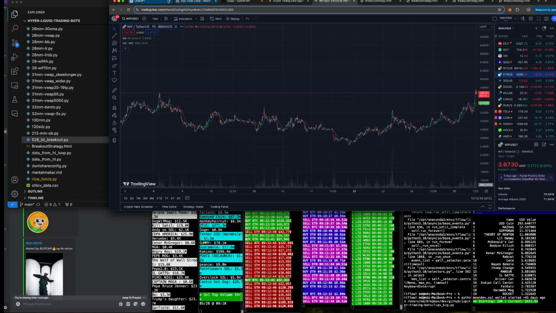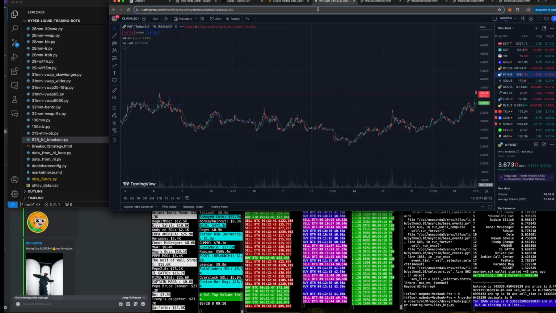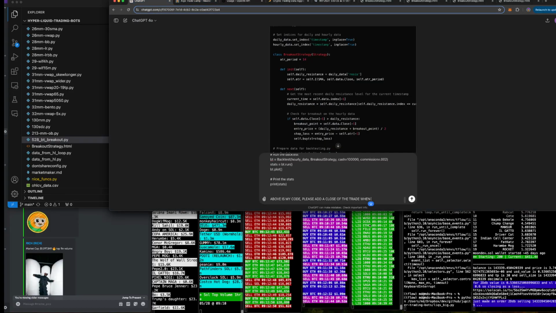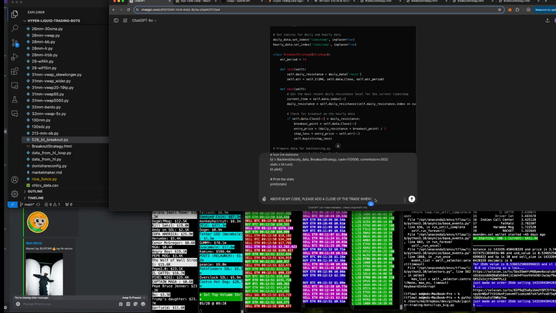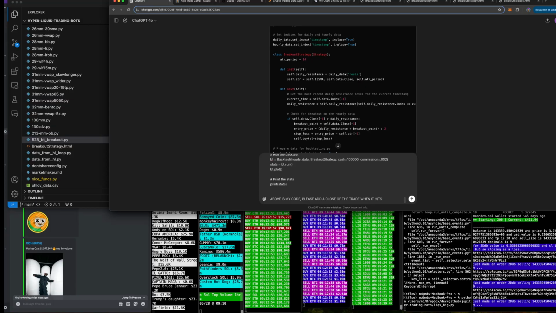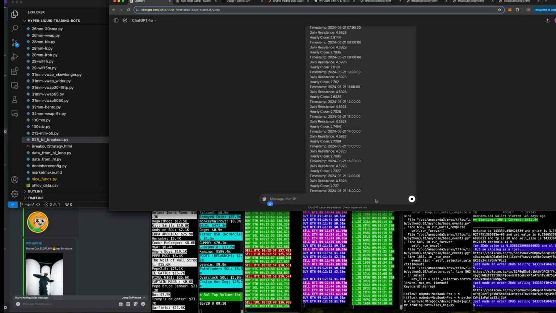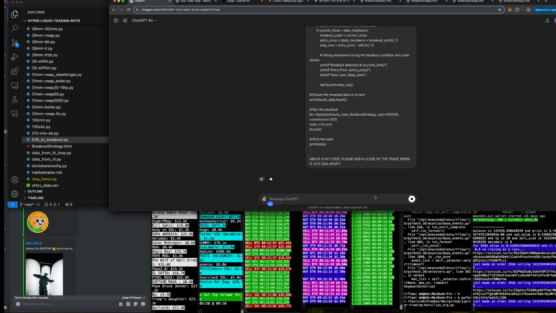Let's just do based off of take profit right now. Please add a close of the trade when it hits 20%. That's too much, I would say, but I just want to get it in there and then we can start optimizing. Let me answer some questions here.